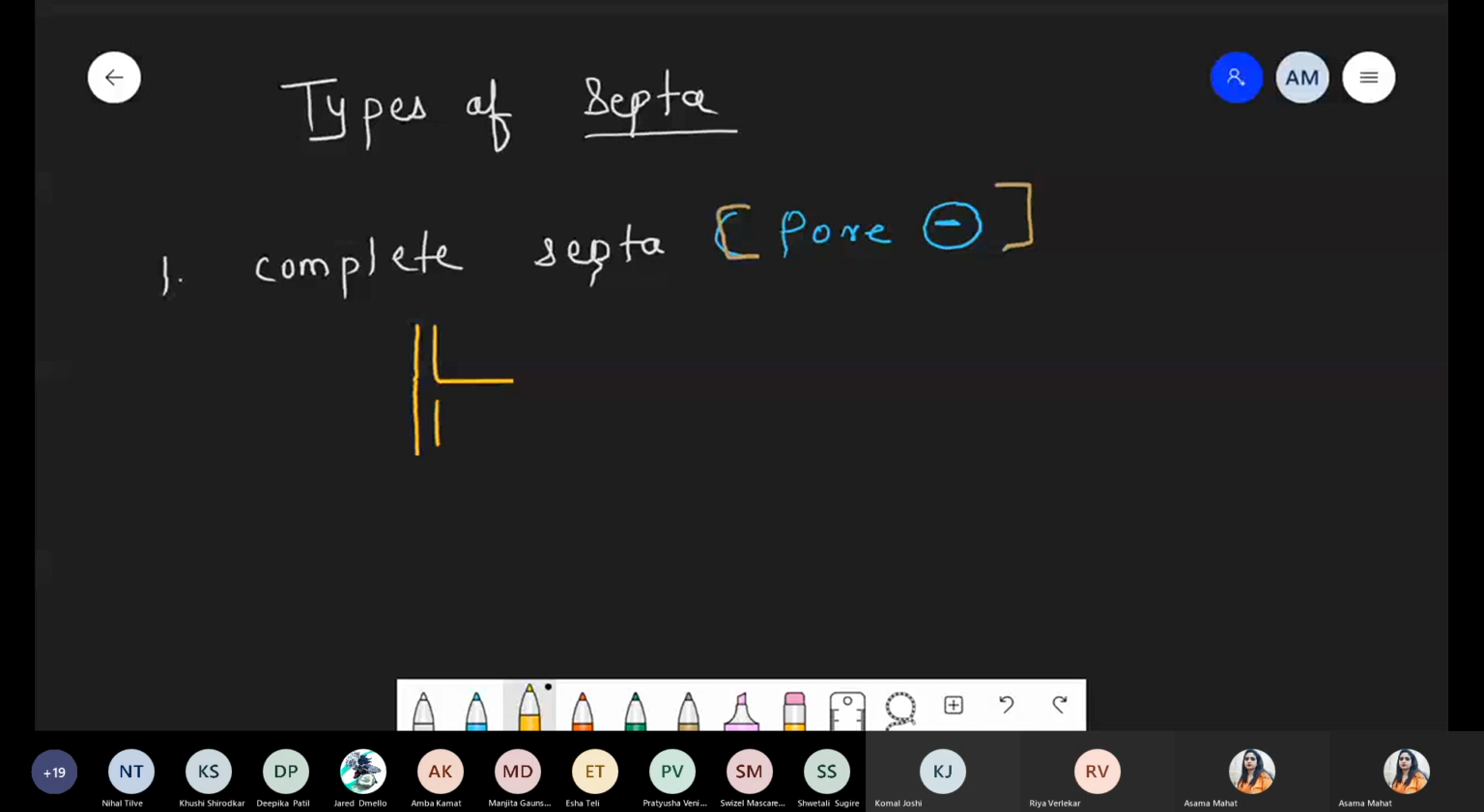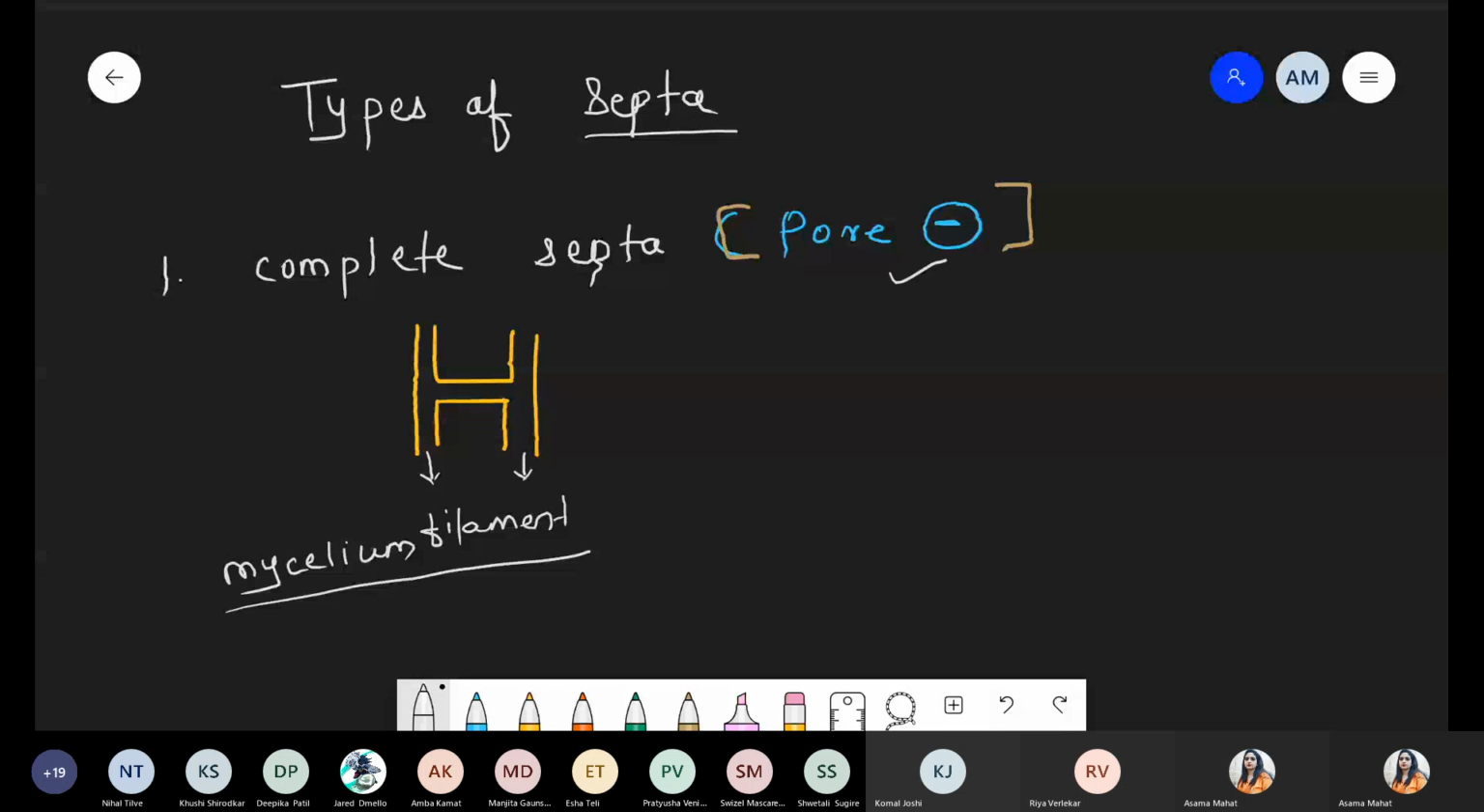One mycelium, and that mycelium is attached with another. This is a thread-like structure, nothing but the mycelium filament. And between the two mycelium filaments, pores are totally absent. Such a structure is called complete septa. A question will not be made from here.